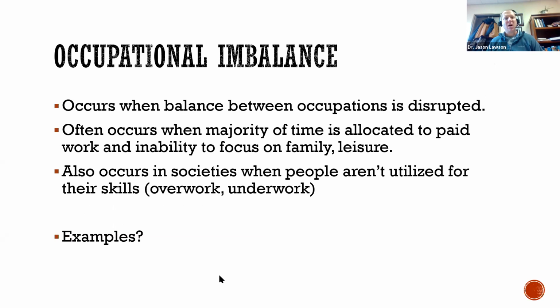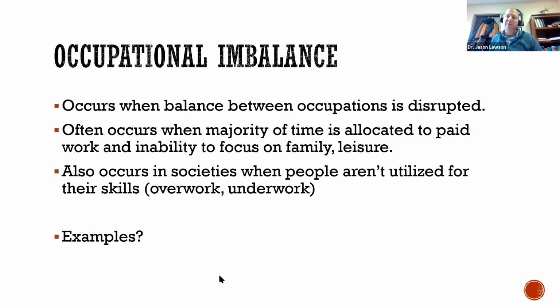What happens when we are occupationally imbalanced? This occurs when the balance between occupations is disrupted. And so you're not having a balance with rest, sleep, physical activities of daily living. You're not having a balance with all of your occupations. You may have to focus on one. An example might be when most of your time is allocated to paid work, which means you're not able to focus as much on family or leisure, right? You're imbalanced. You're spending more time at work.